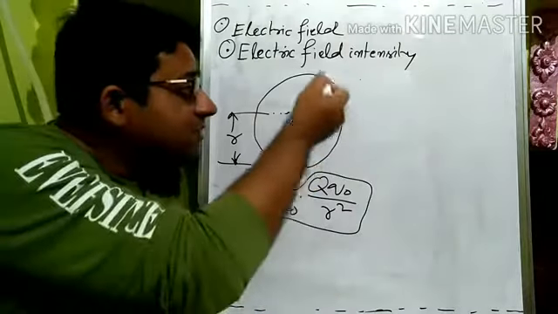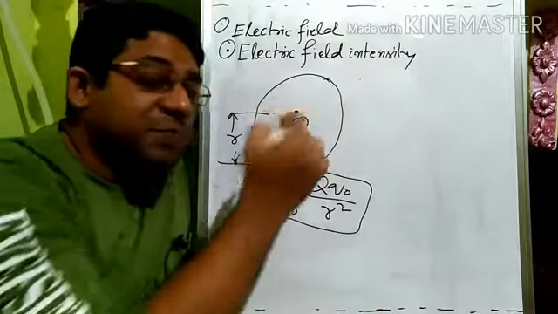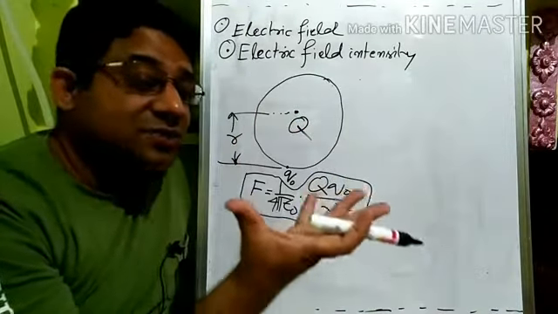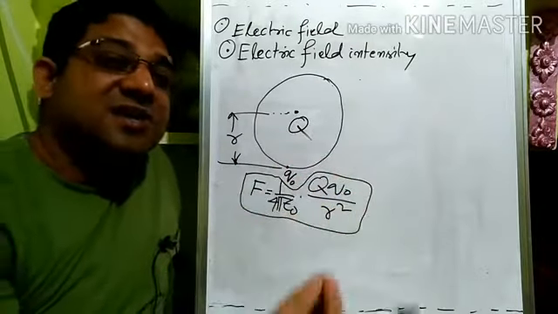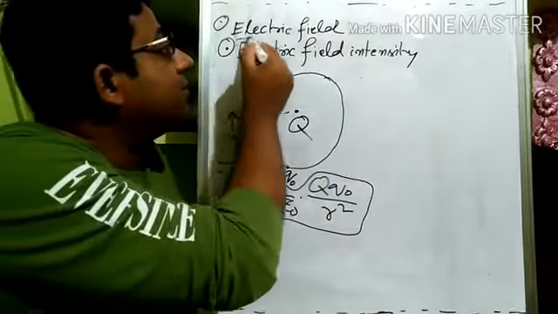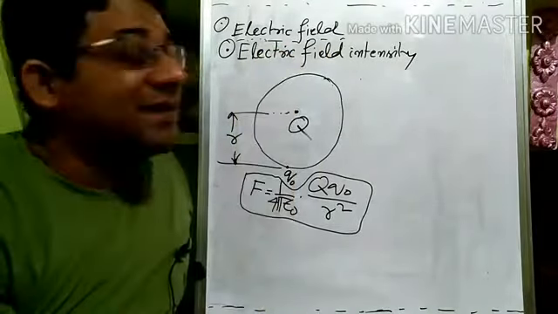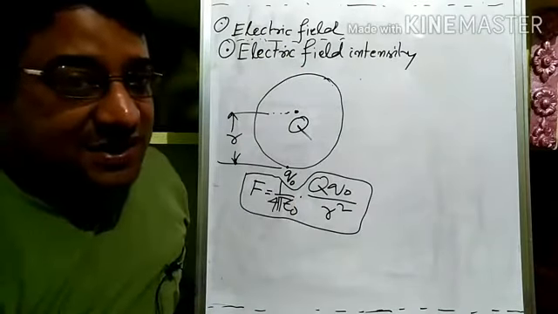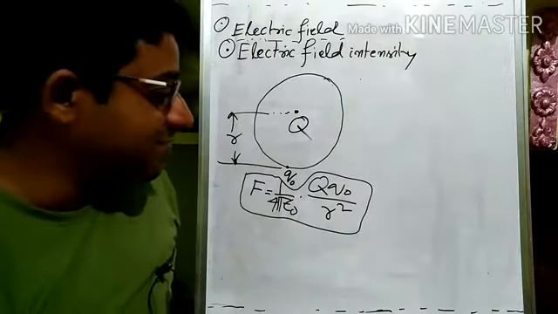So the space around a charge in which the electrostatic force of attraction or repulsion is experienced by another charge brought near it is called the electric field. Do you understand? Now let us understand what electric field intensity is, and then it will be clear what the relationship between them is.